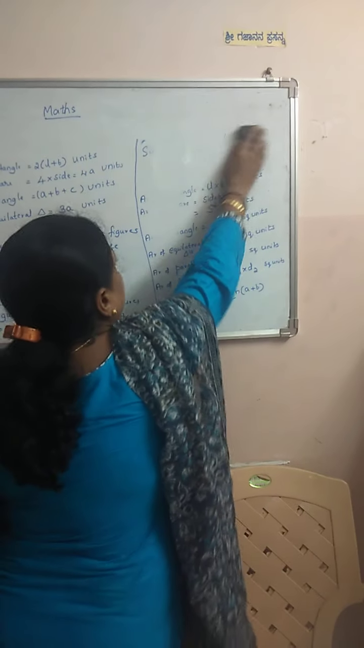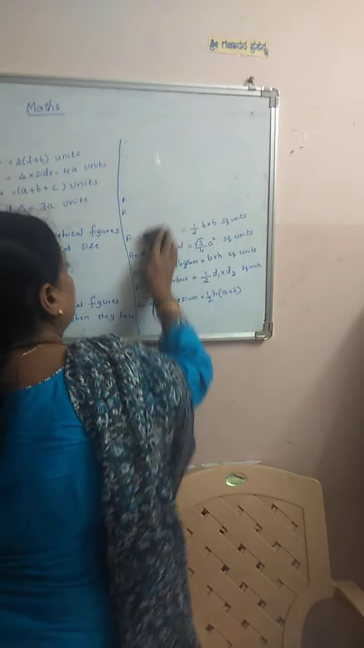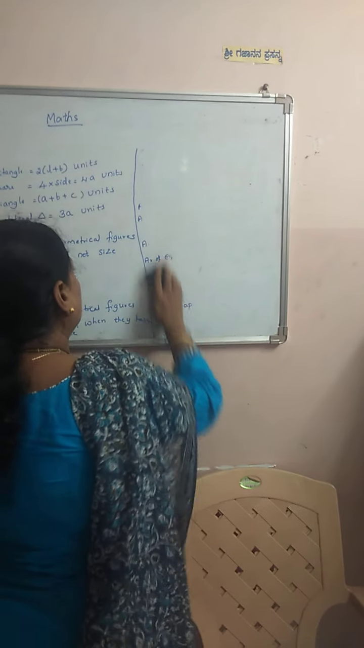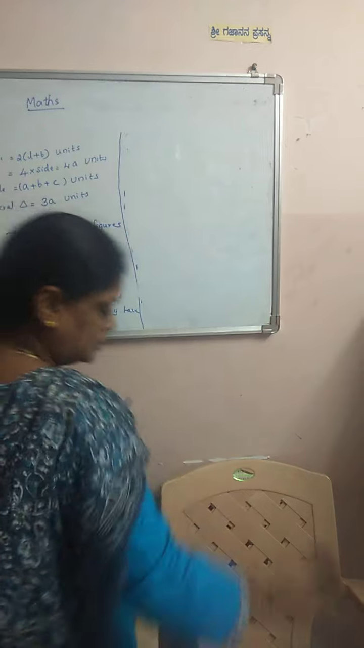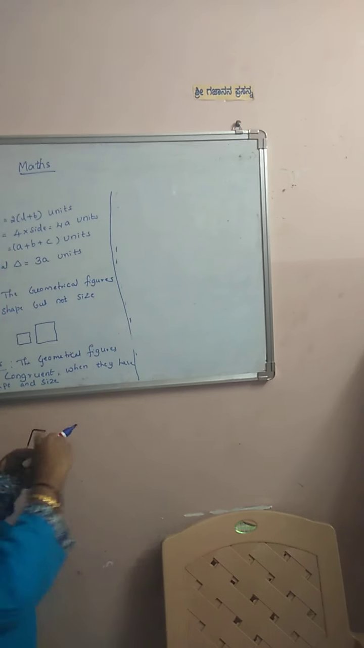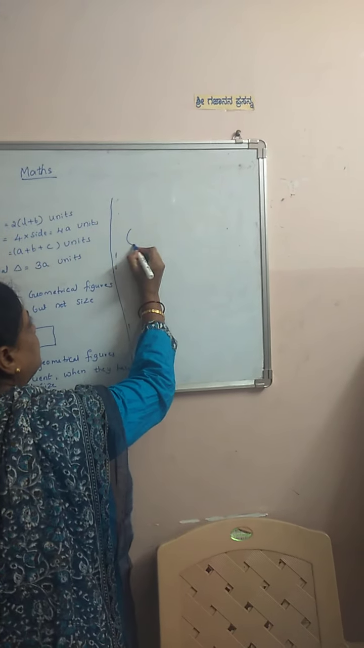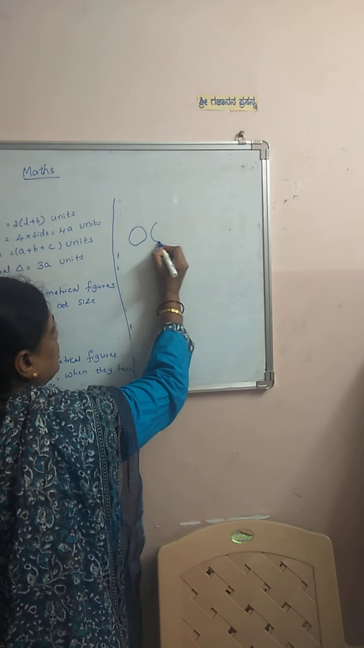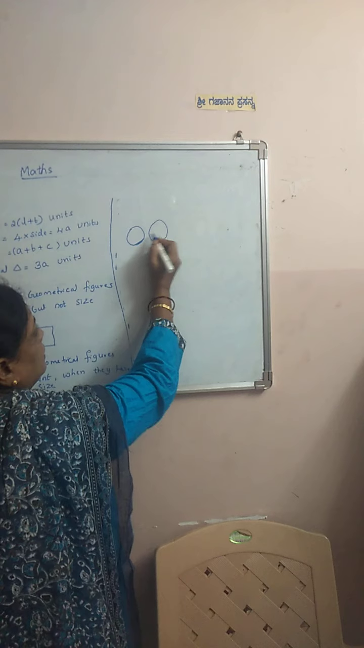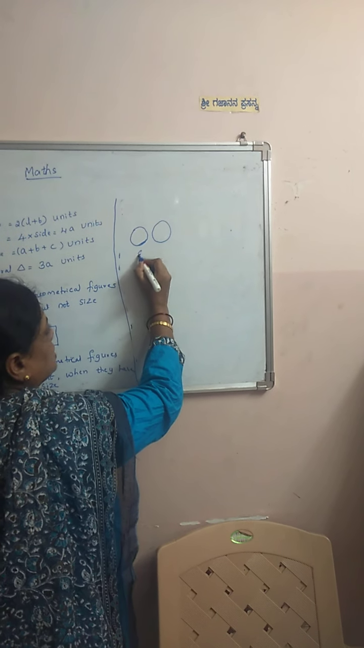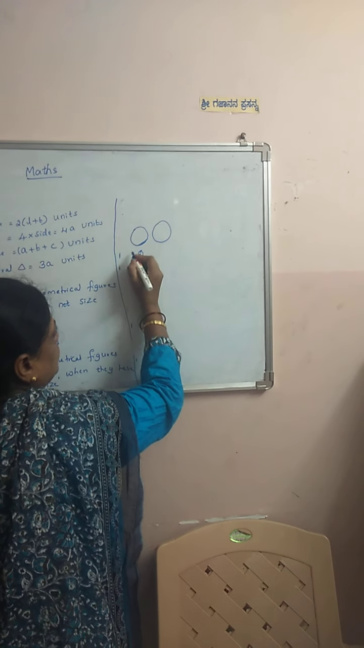Okay, what do you mean by same shape and size? Both the triangles, both the angles, both the figures should have the same shape with the same size. For example, there is a circle. Both the circles should have equal radius and the same size. Then these are called congruent figures.